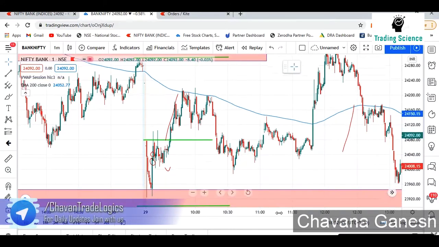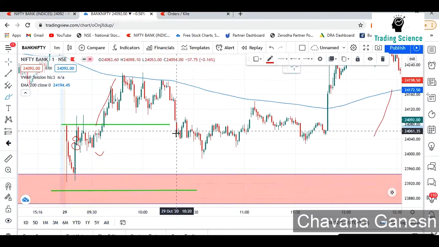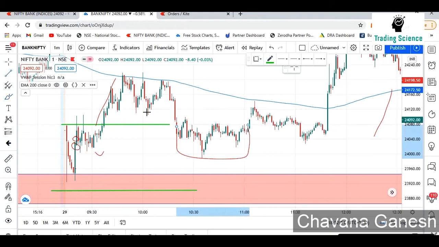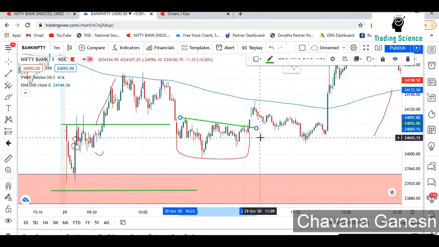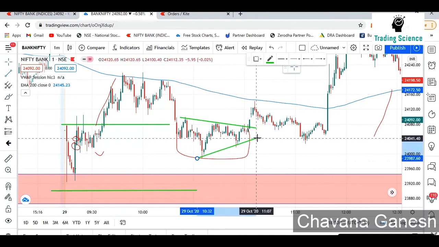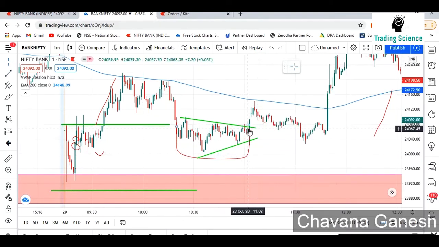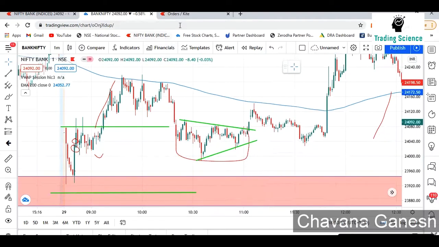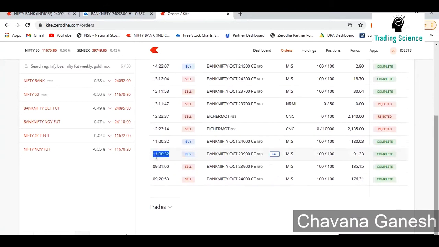You can see here there is a consolidation at this level, from here to here. Here I decided to exit. If you draw a trend line like this, you can see buyers are increasing. That means it can give a breakout above, it can give the breakout here. That's why I exited the positions at exactly 11 o'clock.